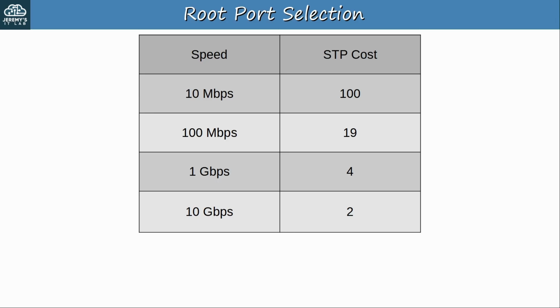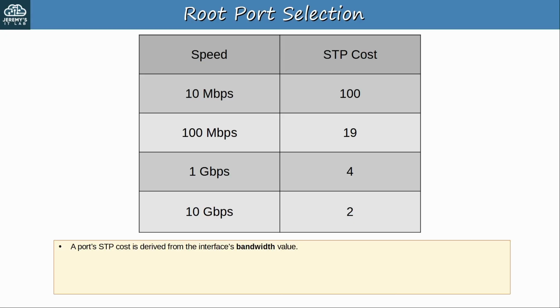For review, here is the STP cost of each port type. 10 meg ports have a cost of 100, 100 meg ports have a cost of 19, 1 gig ports have a cost of 4, and 10 gig ports have a cost of 2. In the topology we're using for this lesson, all ports are 1 gig, so they all have a cost of 4. Note that a port's STP cost is derived from the interface's bandwidth value. This value matches the interface speed by default, but can be configured separately.